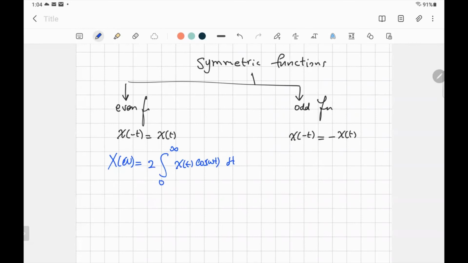What do you expect for the odd? X of omega will be equal to minus j2 times the integration from 0 to infinity of x of t multiplied by sine omega t dt. So these are the differences between the even and odd. Okay. So we're done with the Fourier transform.